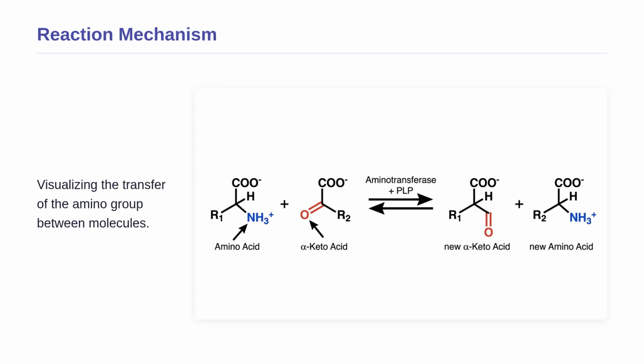As we move to the right side, you can clearly see the result of the swap. The first molecule has lost its nitrogen and gained an oxygen, becoming the new keto acid. The second molecule has accepted the nitrogen, transforming into the new amino acid. This perfectly illustrates the elegant trade we just performed.